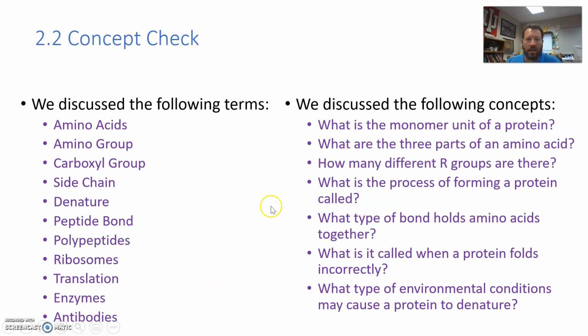Again, a quick concept check, a quick review of what we covered in this lesson. A list of several key terms to make sure you are familiar with them. And some concepts, take a look at them, see if you can answer some of these questions, and if not, it might be helpful for you to go back and watch that part of the video again, or to take a look at the PowerPoint and identify what the question is asking for.